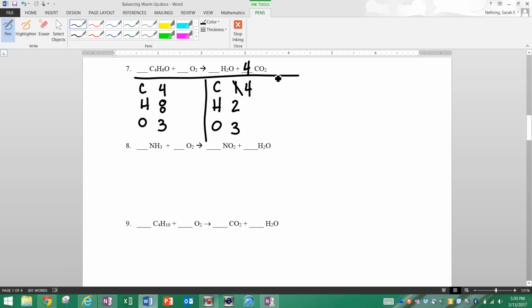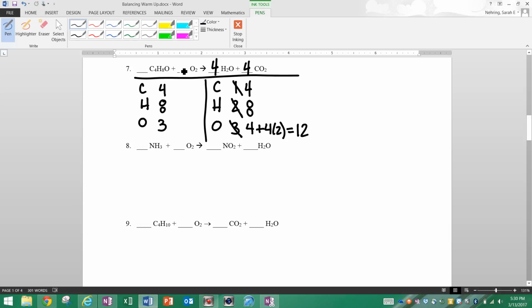Another trick I have for you on this one is wait to count the oxygens, so you've already balanced the carbons and hydrogens. So I'm not going to count my oxygens yet. So now I've got 4 carbons over here, and then I put a 4 out here. That gives me 4 times 2, 8 hydrogens. Now I'm going to stop and count my oxygens. So I've got 4 oxygens from the water, and then I've got 4 times 2 from the CO2. So I've got 12 oxygens over here on the right.